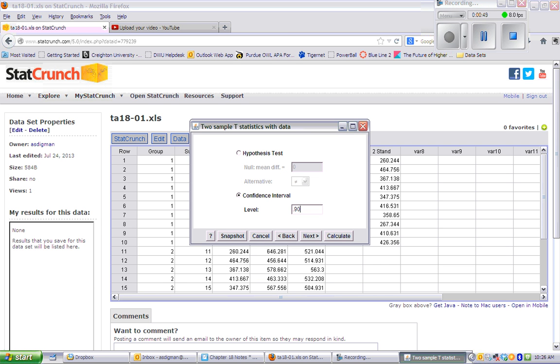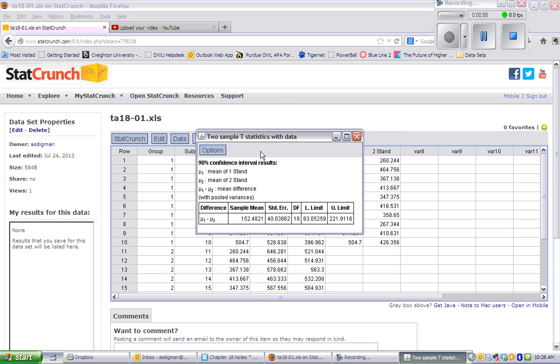So I'm going to change that to a 0.9, meaning 90% of the time our differences between the two will land in that interval. So we'll click calculate. We get a lower limit of 83. We get an upper limit of 221.9. What this tells us is where the mean differences lie.